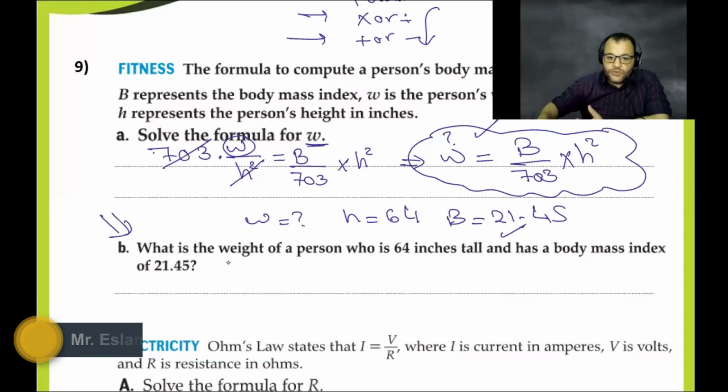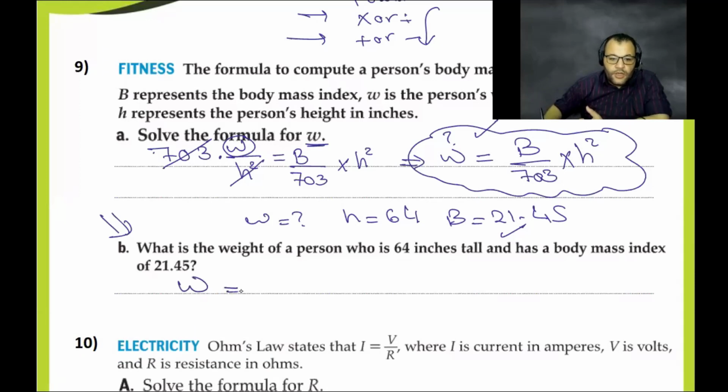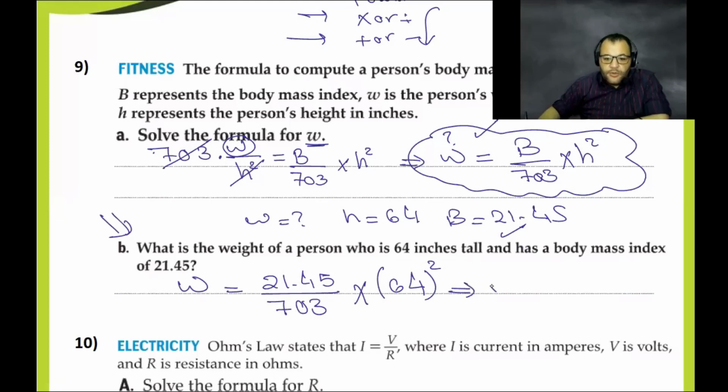Just by substitution. We remove the B and W and write the numbers. What is the B? B is 21.45. So 21.45 equals 703 times W, divided by H, which is 64, squared. Just by using substitution, W now will be equal to this. Use a calculator, please, and solve this one.